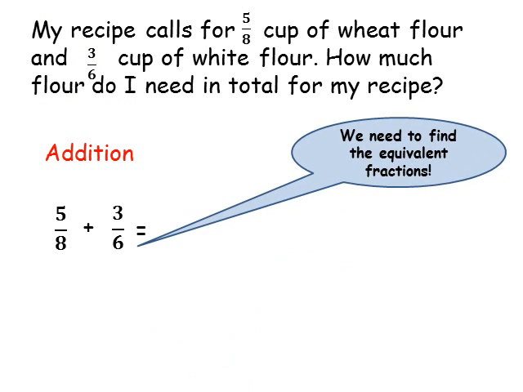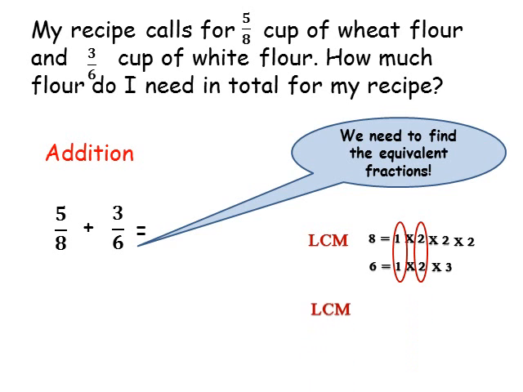Okay, so again, we need equivalent fractions. Why is that? Because the denominators are different. Let's get our common multiple. 8 would be 1 times 2 times 2 times 2. So isn't that right? And 6 would be 1 times 2 times 3. Now let's get our common factors. Okay, so those are the only common factors.